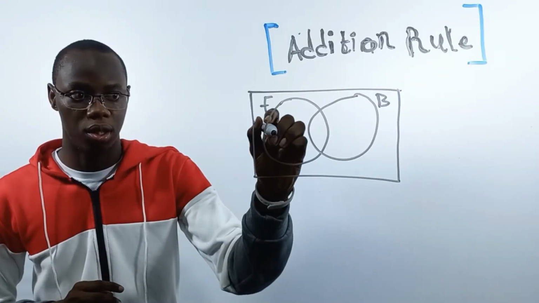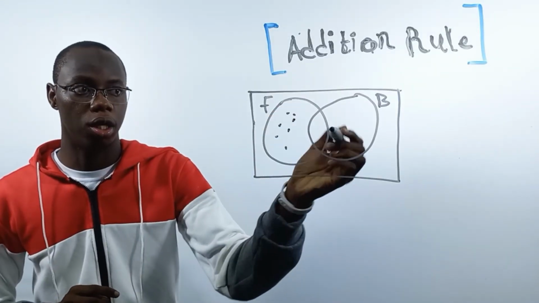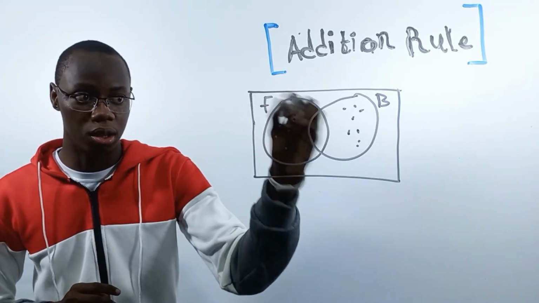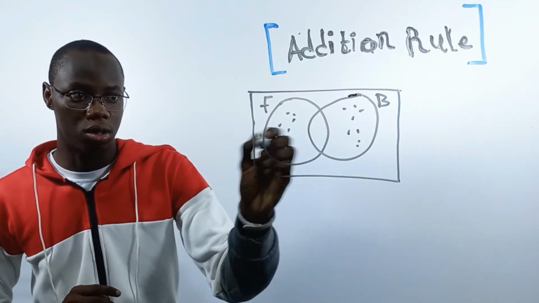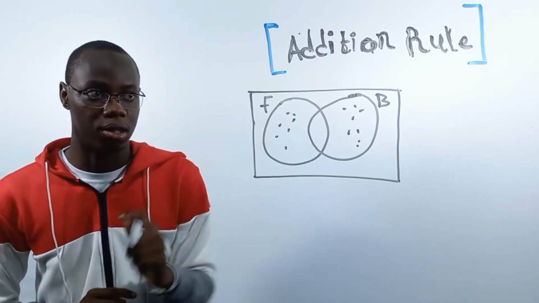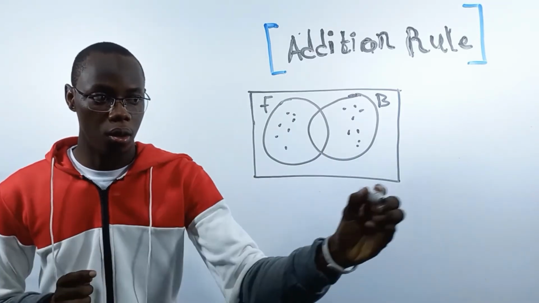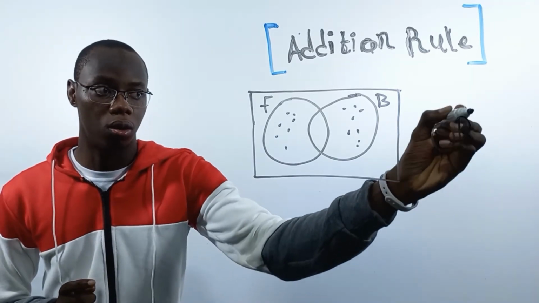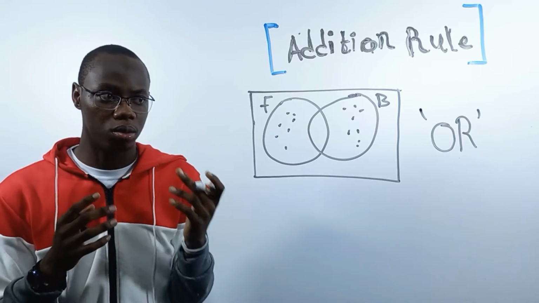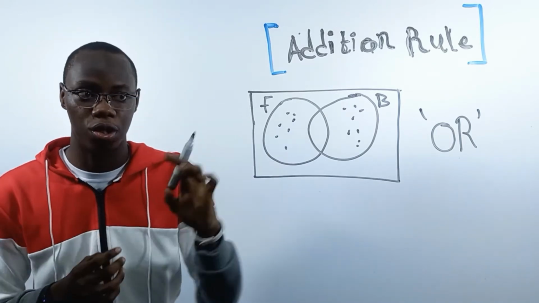So these are the guys that play football and the guys that play basketball, and so that's what this set means, like this. And of course, there are people that play football and basketball inside here somewhere. This is their intersection. So the addition rule says that anytime you hear this word "or", just know that we're talking about the addition rule in probability. But how exactly? Let me show you with this Venn diagram.